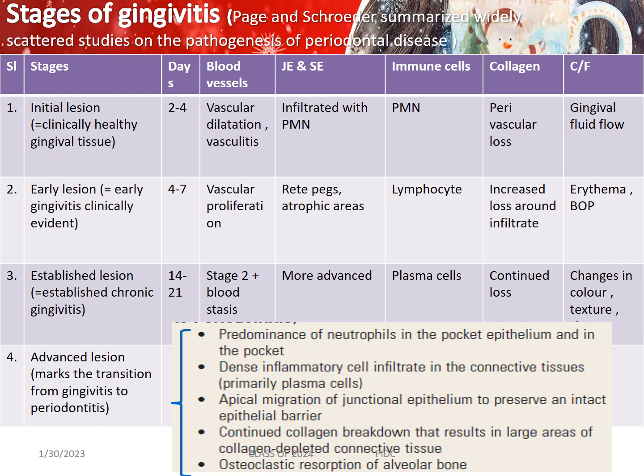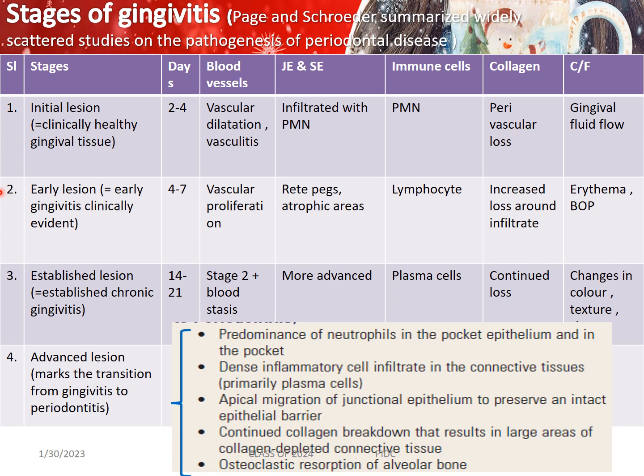This was given by Page and Schroeder. They classified the stages of gingivitis into 4 types. We have already seen this in your classification lecture, so we will go on with what happens in each of the stages. The first stage is the initial lesion. This corresponds with clinically healthy gingival tissue, and occurs 2 to 4 days after plaque accumulation. Here there is a little vascular dilatation and vasculitis. This area is filled with neutrophils. Neutrophils are always the first line of defense. Perivascular collagen loss starts to take place, and there is an increase in the gingival fluid flow.